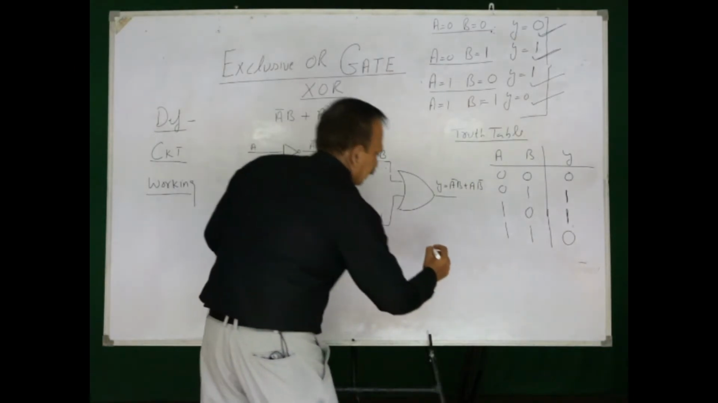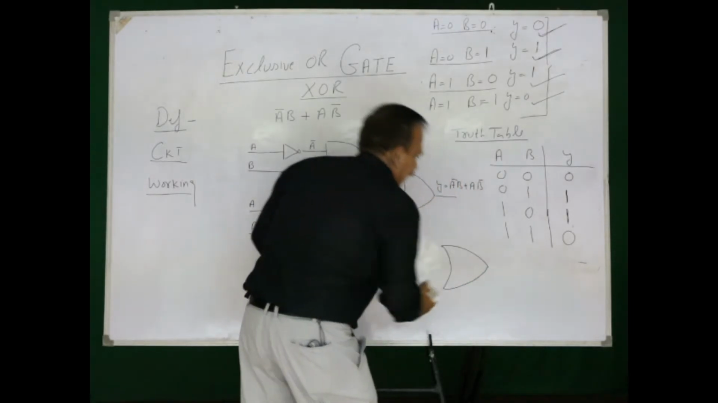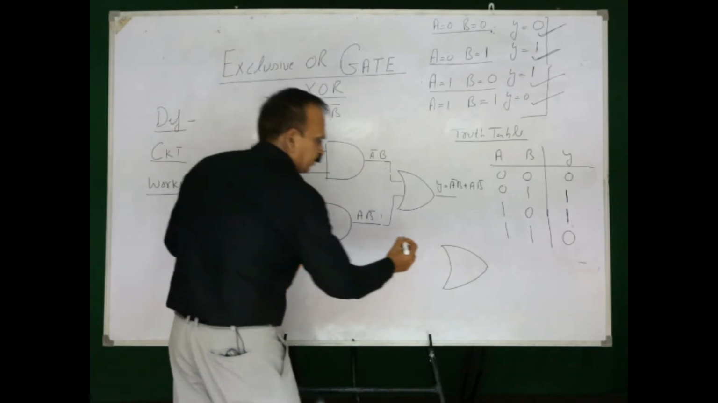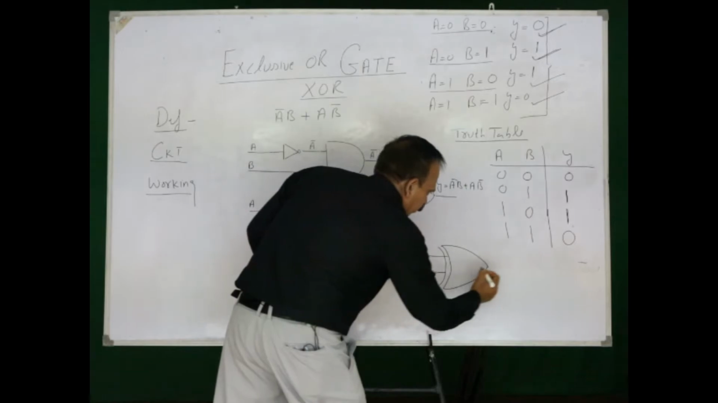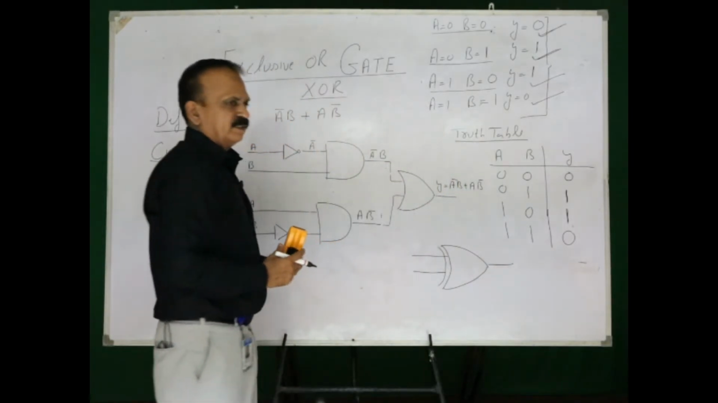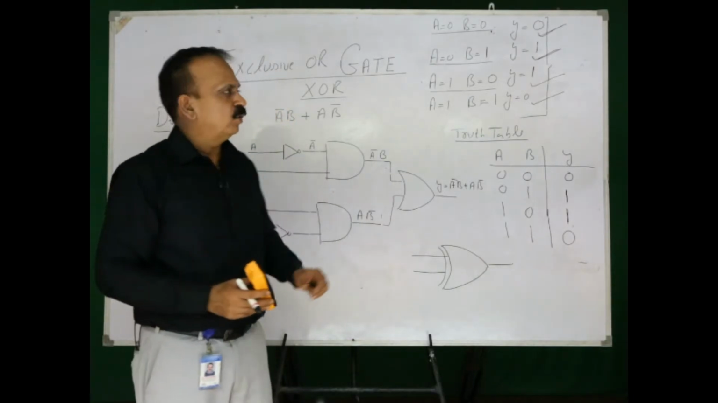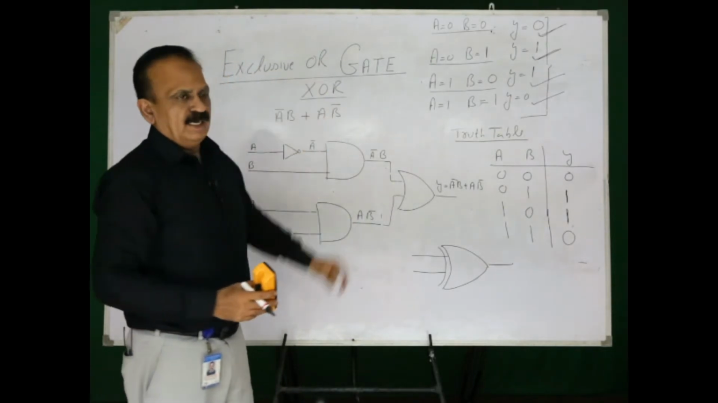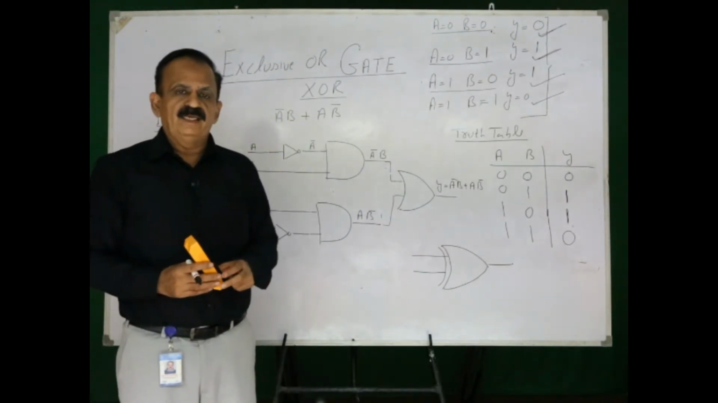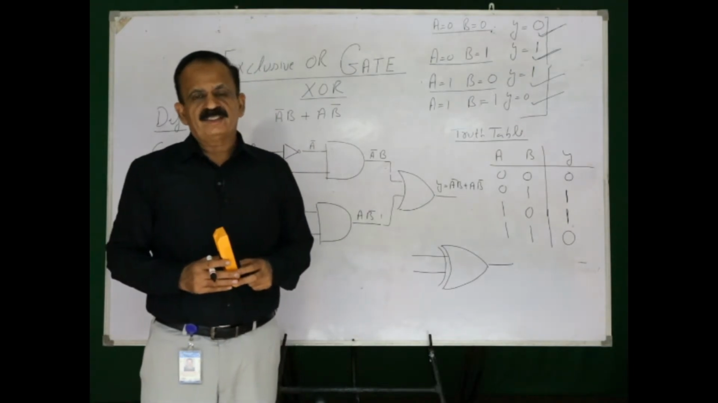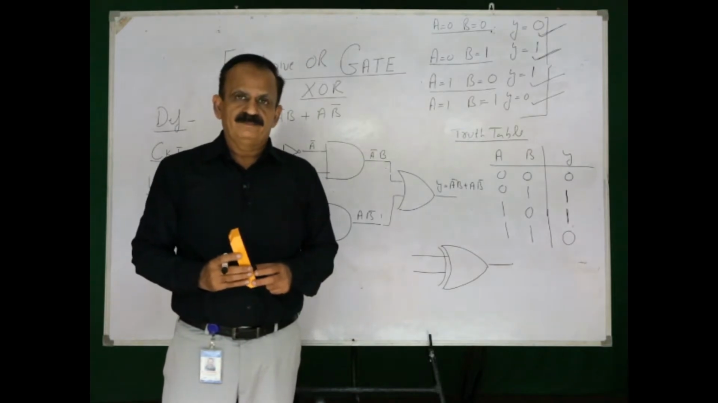Symbol, if I say symbol, this is OR gate, and for exclusive OR gate this first line should be doubled. This gate is now exclusive OR gate or XOR gate. So, XOR gate is a logical circuit with one output and two or more inputs. The output is high when number of high inputs are odd.